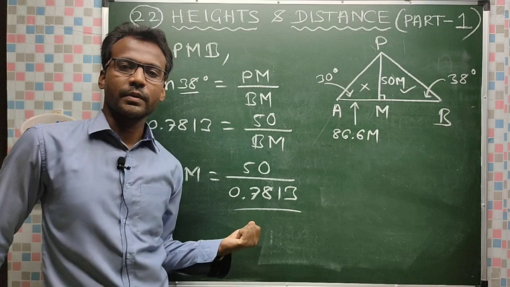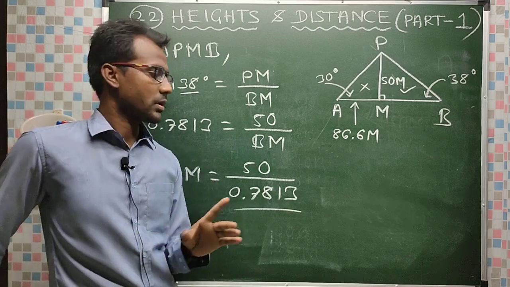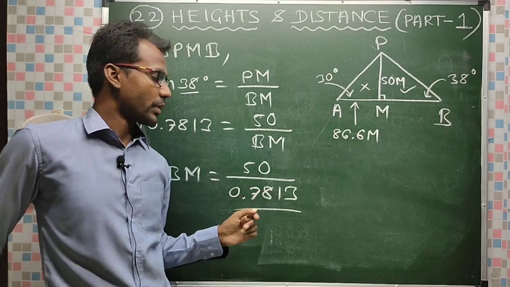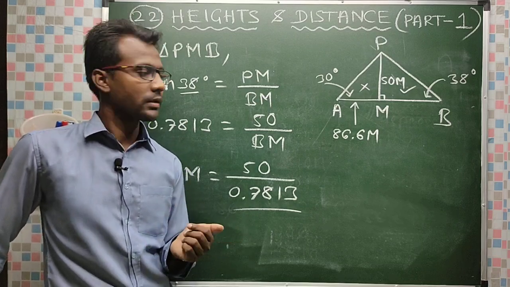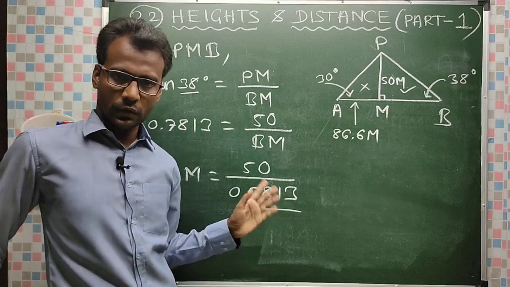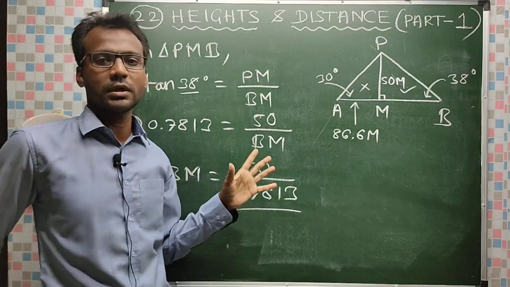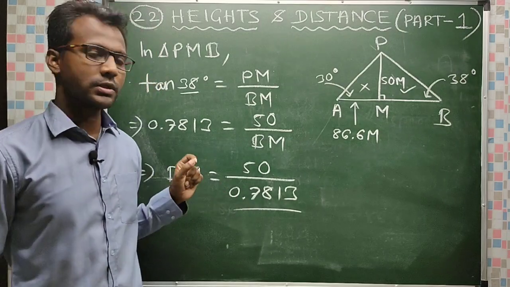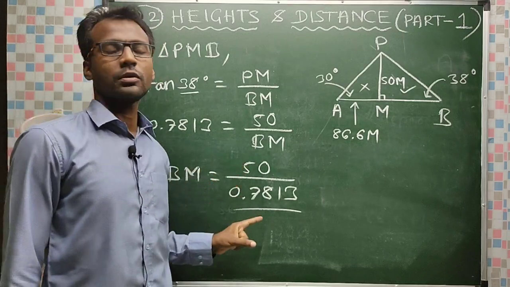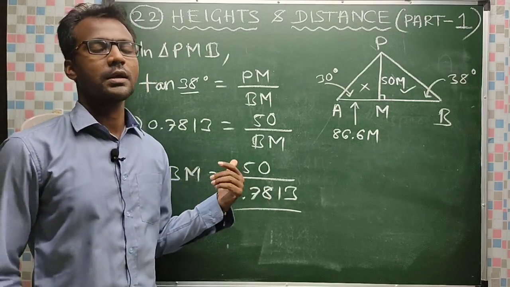50 into 0.7813 is easy, but dividing 50 by 0.7813 without calculator is very difficult. It will be time taking. It is possible, we can do this. Our method is not wrong, but it became very complicated because it is not easy to divide 50 by 0.7813. So let us try another method.